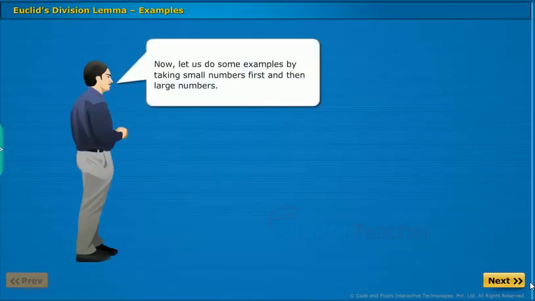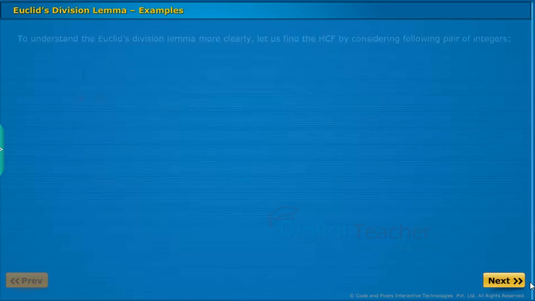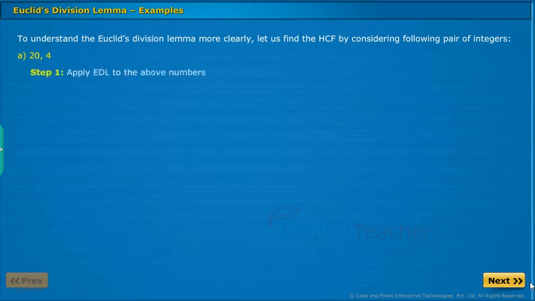Now, let us do some examples by taking small numbers first and then large numbers. To understand the Euclid's division lemma more clearly, let us find the HCF by considering the following pairs of integers. A. 20, 4. Step 1. Apply EDL to the above numbers. Here a is equal to 20, b is equal to 4.